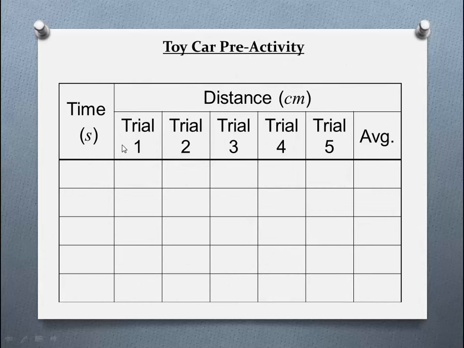Now, one thing that we already know is that at time 0, the car has moved 0. So we can already fill that part of the data table in. And then your group is going to choose whether these time intervals are 2 seconds, 4 seconds, 6, 8, or 1, 2, 3, 4, or 3, 6, 9, 12, whatever it is. You'll notice the table has 5 trials. I want you to take multiple trials. The trials take care of mistakes.